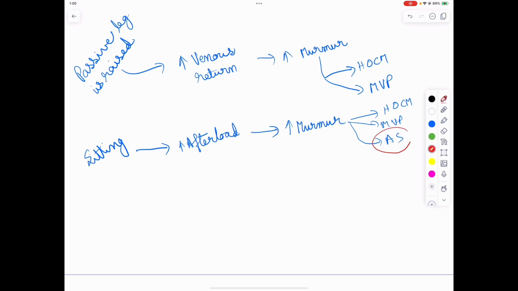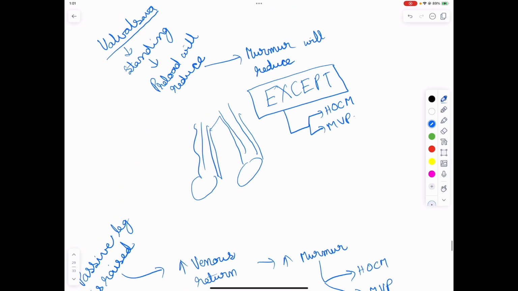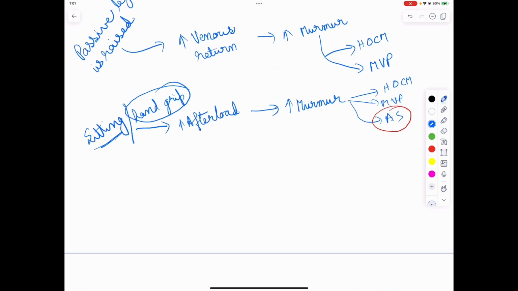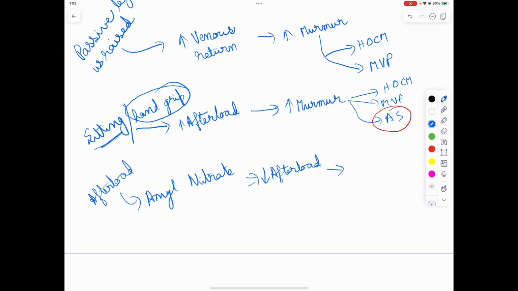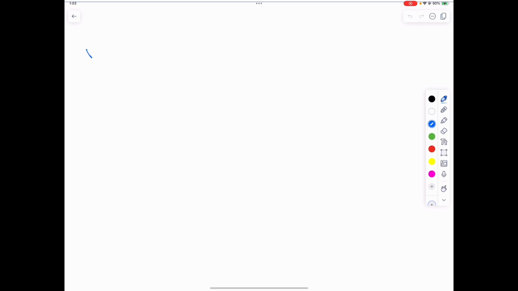Now aortic stenosis is a new addition here, and in place of sitting you can also write hand grip, because when hand grip is done, there is an increase in peripheral resistance. So not only sitting but also the hand grip. Now the next situation is when afterload is reduced. How? By bringing the peripheral vascular resistance down by administering amyl nitrate. When amyl nitrate is administered, the afterload will reduce, and when the afterload reduces, the murmur will decrease.